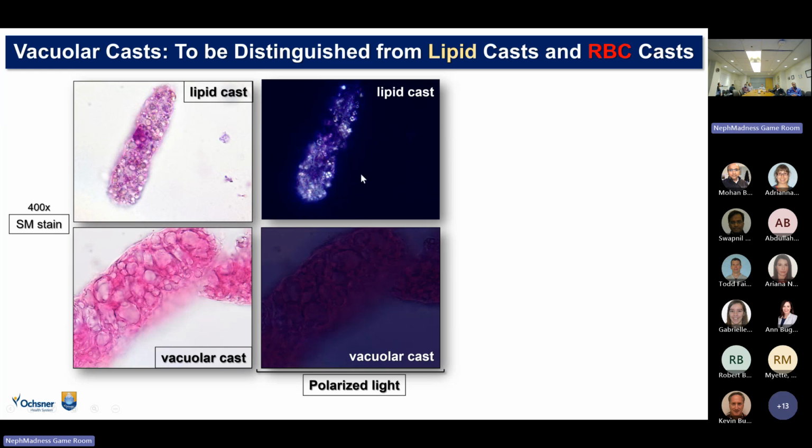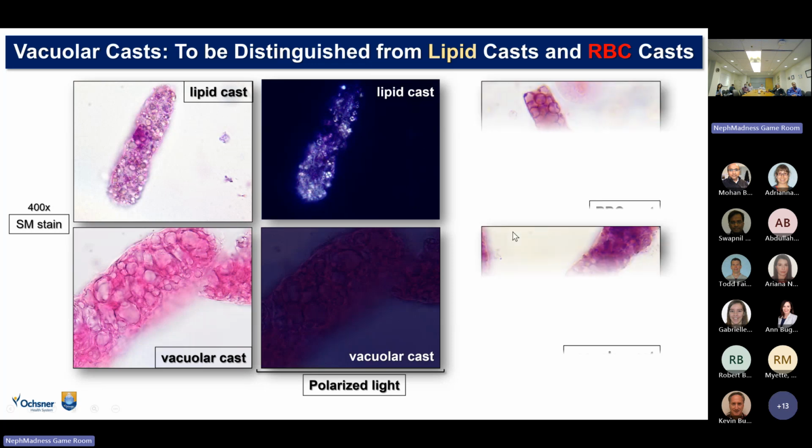And now you may see what's the difference. Both are seen in proteinuria. A lipid cast can be found in, for instance, a patient with minimal change disease with a serum creatinine of 0.6 and 20 grams of proteinuria. So it doesn't really tell you anything about the degree of renal dysfunction, whereas vacuolar casts appear to be more in the advanced disease. So I think it's a little bit different.